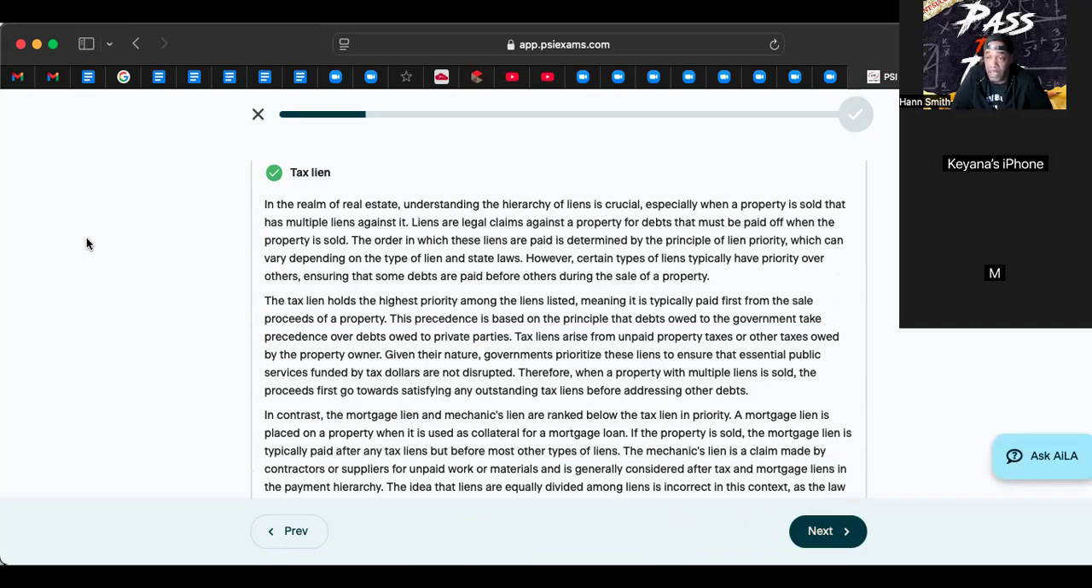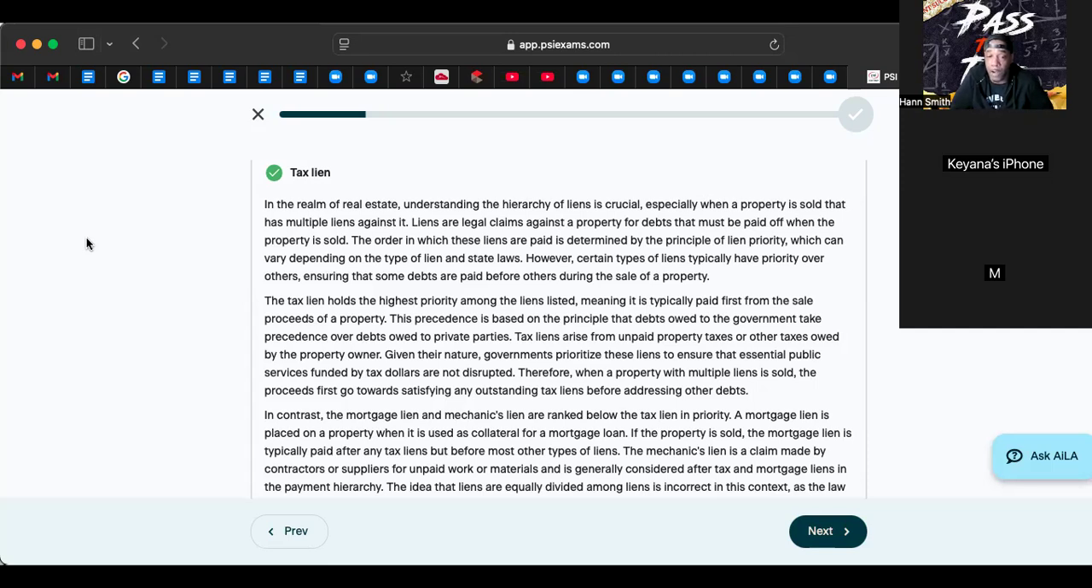So what they're saying is, say for instance, a property was foreclosed on, and at the sale, the property sold for $100,000, but the property had $120,000 in liens on it. The tax lien is going to get paid first. And if there's money left over to pay the other liens, they get paid. If not, they just lose out. So that's what that means in terms of the priority.